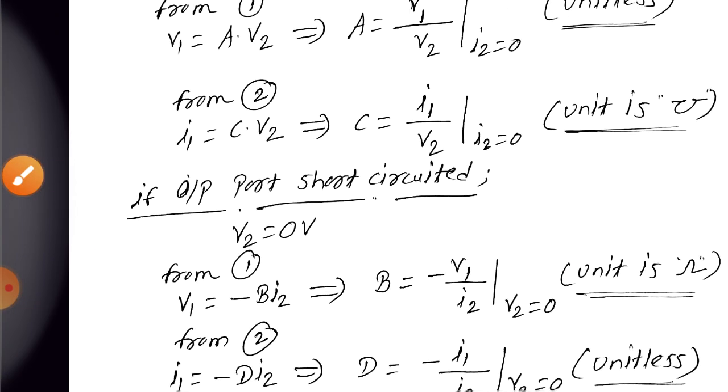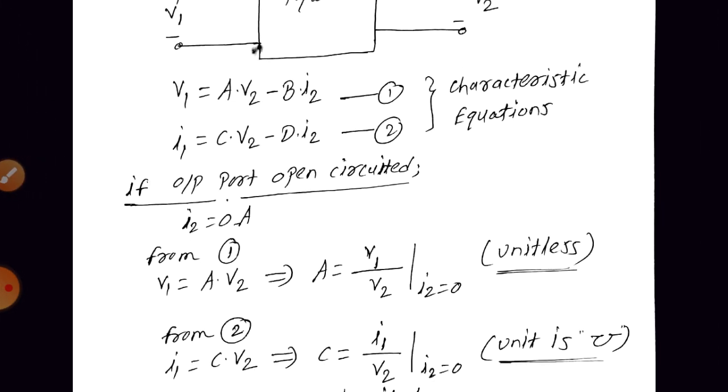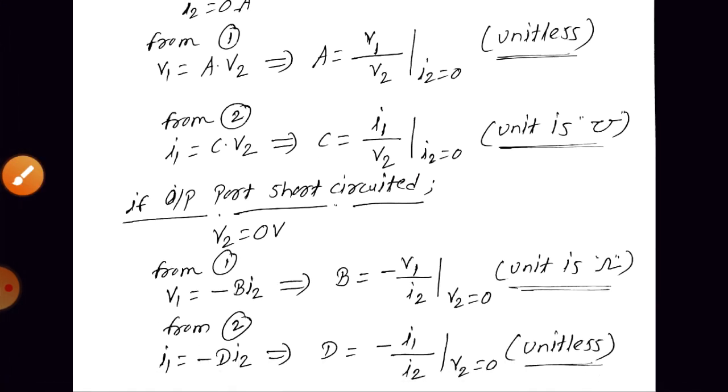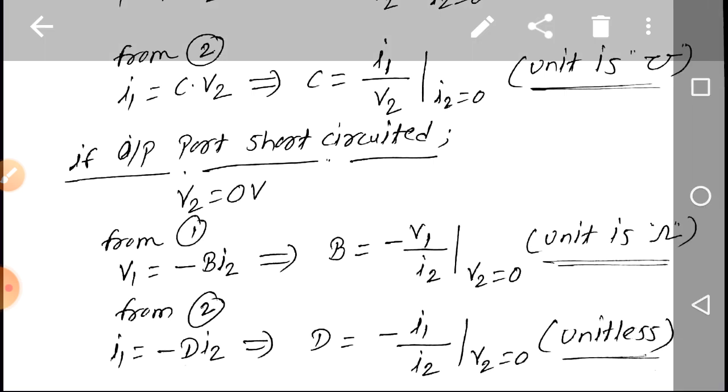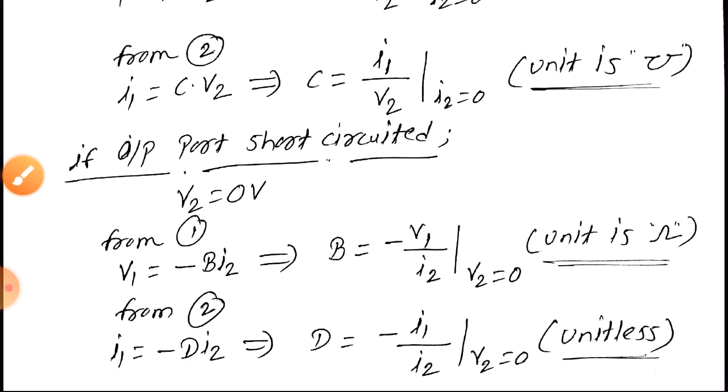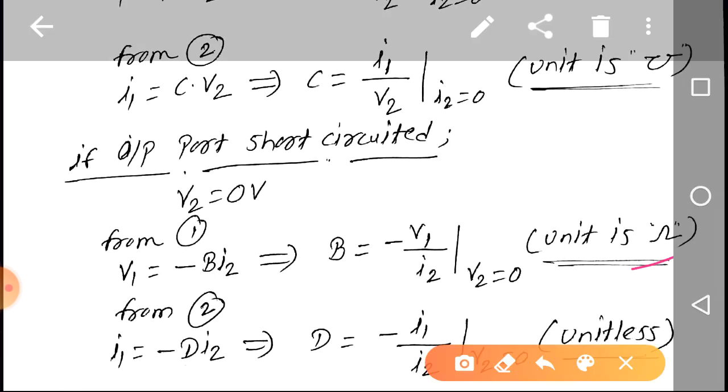Next, in order to find the parameters B and D, if we keep V2 equal to 0, V2 equal to 0 means the output port is short circuited, right? So from that, V1 = minus B I2. Therefore B = minus V1 by I2, provided that V2 is equal to 0. So parameter B is the ratio of input port voltage to output port current. It is a ratio of voltage to current, like an impedance, so the unit is ohm, right?